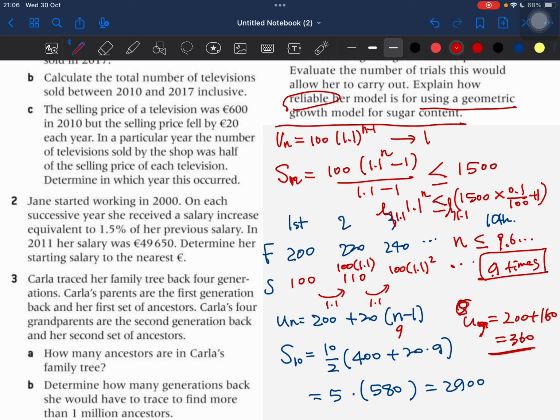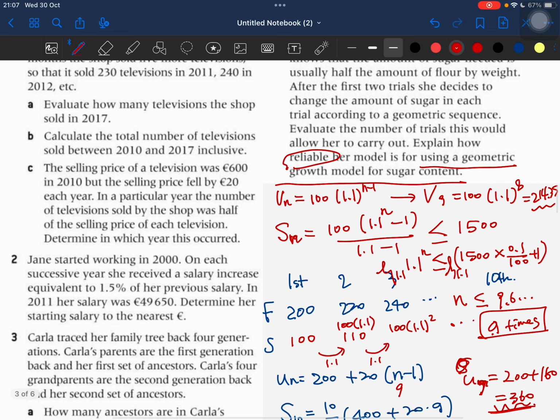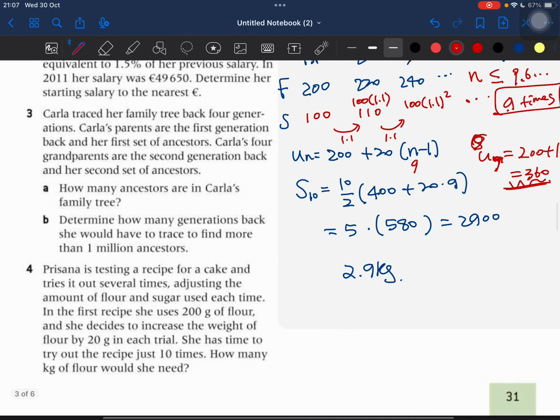This one, V9, is 100 times 1.1 to the power of 8, which is 214.35 and so on. So we can see this is not half of the amount, actually it's more. So this doesn't follow the proper recipe. So for me, I don't find her method very good to make this cake.